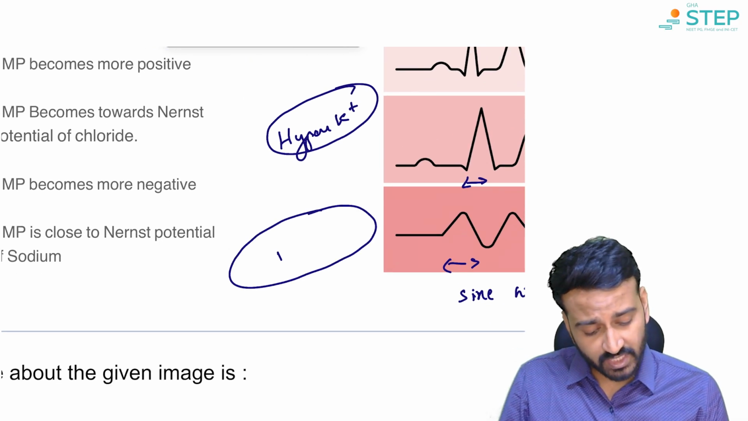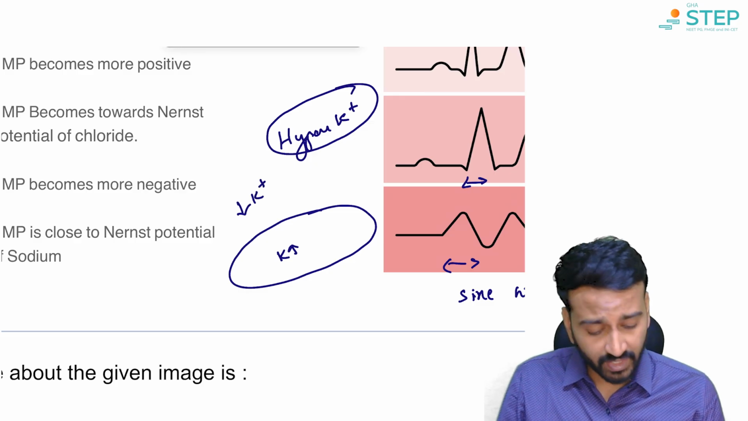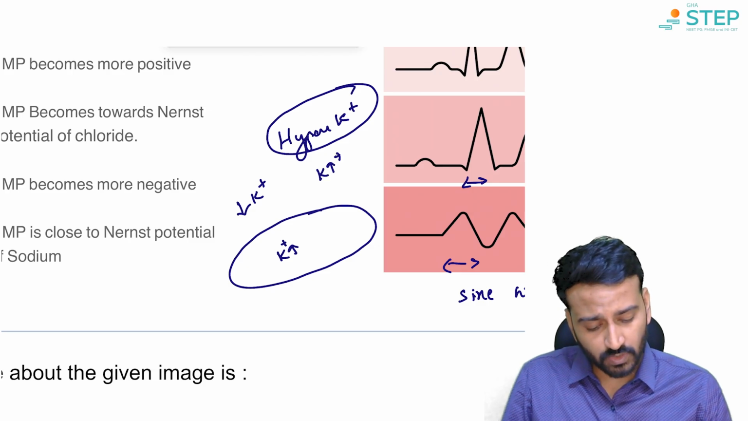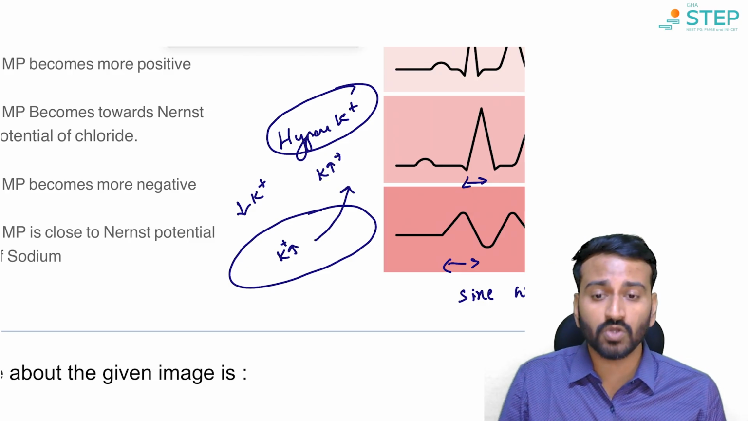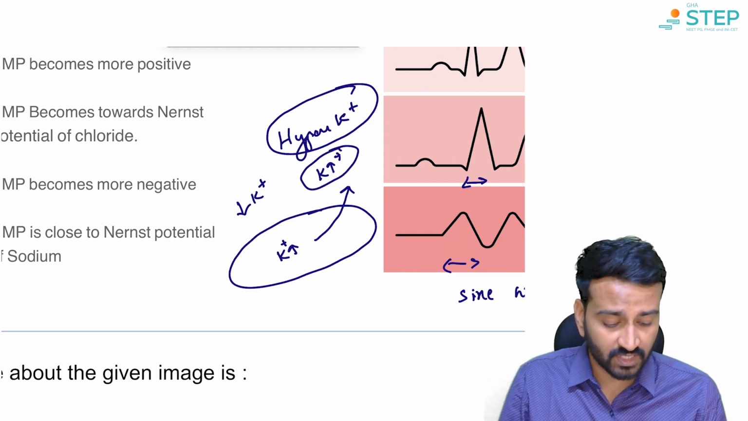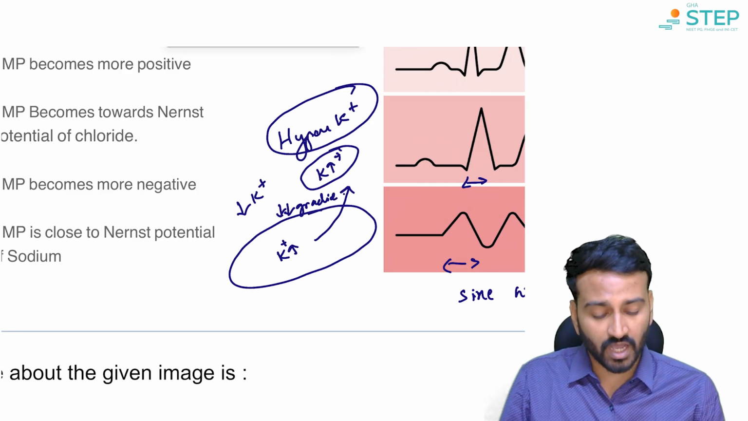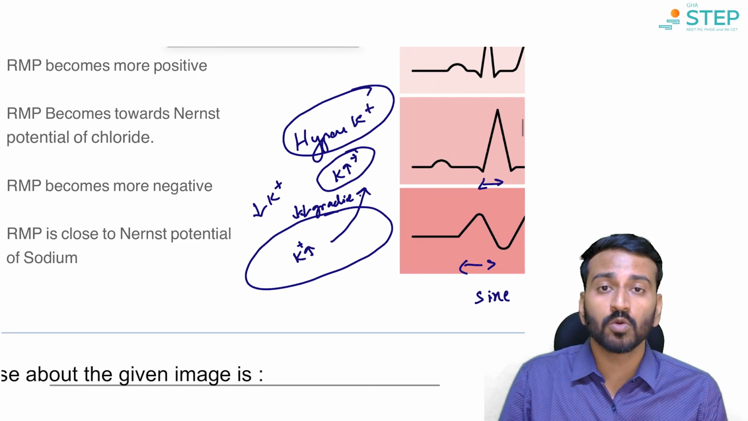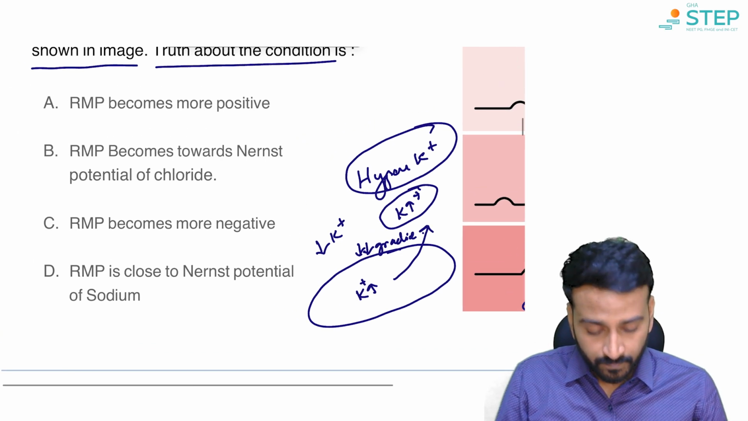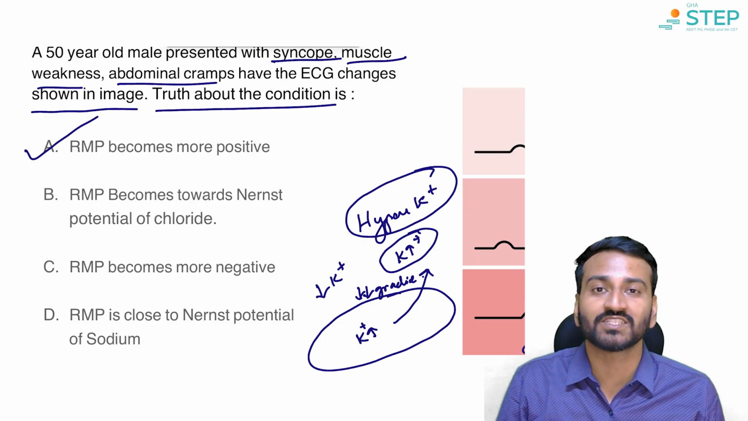Right? What will happen? In a cell, the potassium is high on the inside and less on the outside. So what happens if potassium becomes higher on the outside also? Usually there is an efflux restoring the membrane potential back. When there is increased potassium outside the cell, the gradient will decrease. Decreased gradient will cause the resting membrane potential to move closer towards threshold, or it becomes more positive. Okay. Truth about the condition is RMP becomes more positive.